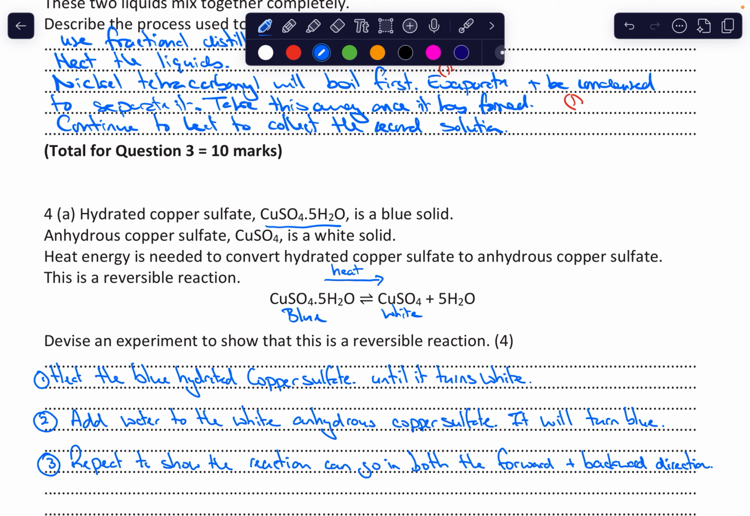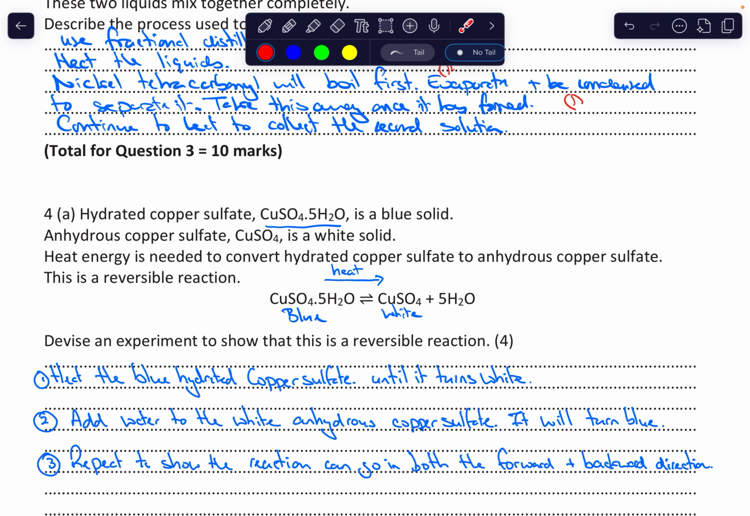So what we would do here is we would take this chemical and we'd heat it up, and then we'd see this chemical becoming white, and we'd see water vapor being released. Okay, once it's all gone completely white, what we would then do is add water to this, and this would then come back and become blue. And that's how we'd show it's reversible.